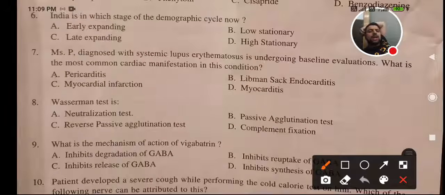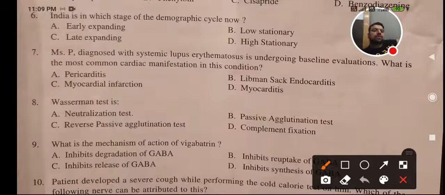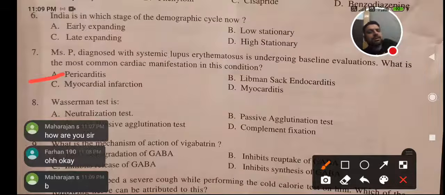Miss P, diagnosed with systemic lupus erythematosus, is undergoing baseline evaluation. What is the most common cardiac manifestation in this condition? The most common cardiac manifestation in SLE is pericarditis. Remember, it's pericarditis, not Libman-Sacks.